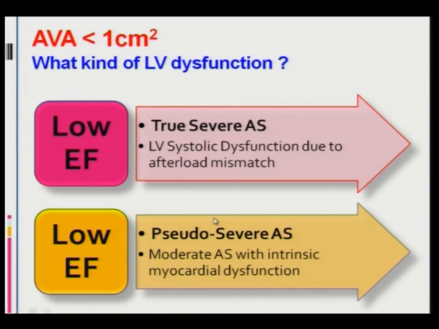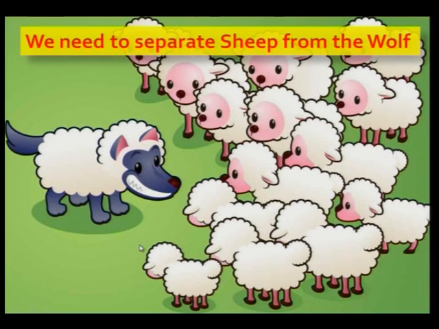It is also possible that this can be a pseudo-severe aortic stenosis, in which the aortic valve is actually moderately stenosed, not severely stenosed, and the LV dysfunction is occurring because of some other pathology. That is why we have a situation in which the valve area is low: the valve is not opening fully, because the left ventricle is not generating enough pump pressure to push the gradient across the valve. So we really have to separate the sheep from the wolf.